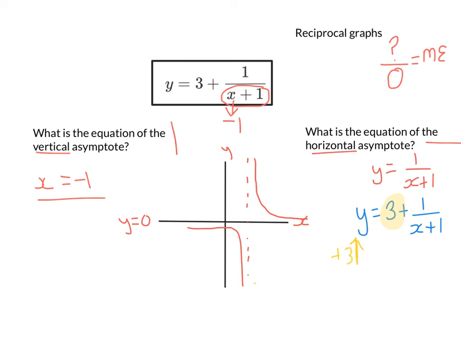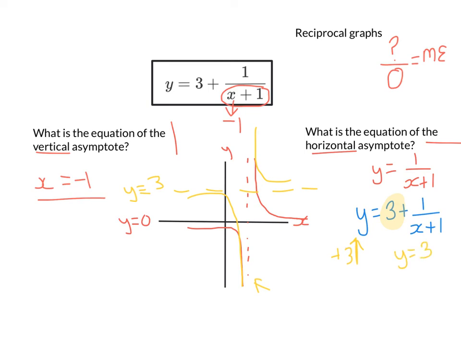So imagine moving this red graph up 3. It's going to look more like this. And instead of there being an asymptote at y equals 0, there's now going to be one at y equals 3. So the horizontal asymptote would be at y equals 3.